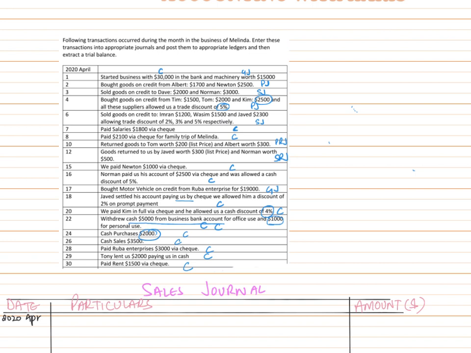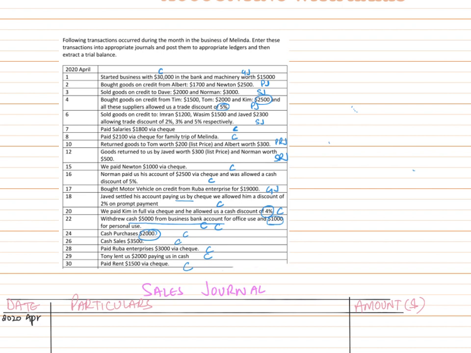Now we're going to make all the 5 other journals together. So we'll see which of the transactions would be posted into the sales journal, purchase journal, purchase return journal, sales return journal, and journal. If you look at the first transaction, started in business with 30,000 in the bank and machinery worth 15,000, we discussed earlier these are 2 transactions happening together, so we'll have to record both transactions separately.